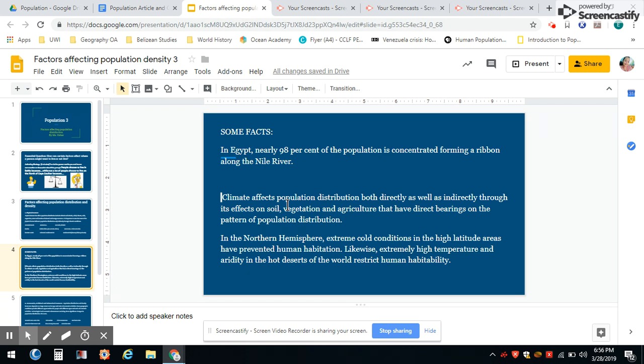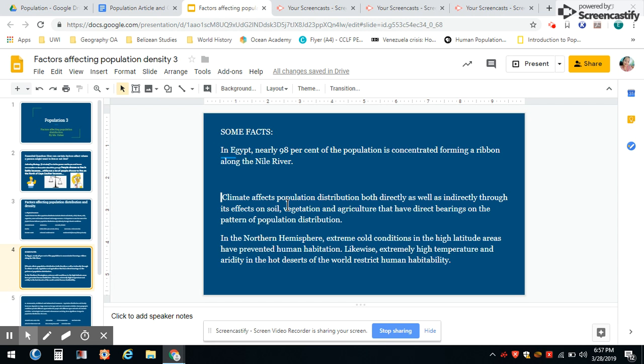In Egypt, nearly 98% of the population is concentrated, forming a ribbon along the Nile River. So if you look at the map and you can find where Egypt is, the Nile River, for many civilizations ago, for example, the Egyptian civilization, they relied on that Nile River in order for them to get the fertile soil from that river and at the end of the river.